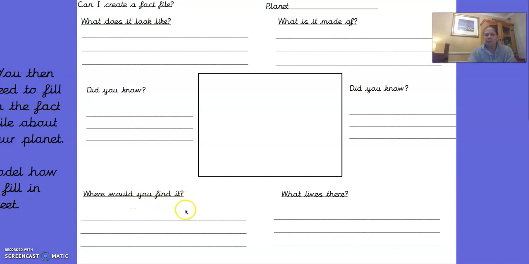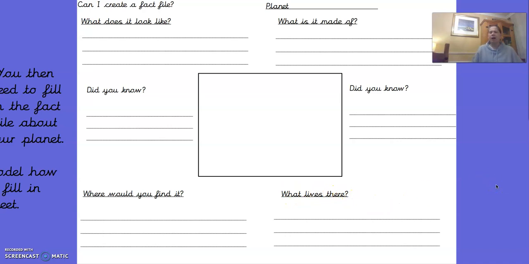So you'd be thinking about where it would be in relation to the sun. Is it near the sun? Is it a long way from the sun? Is it near the moon? Is it right next to Jupiter? Okay. And then the last subheading, what lives there?